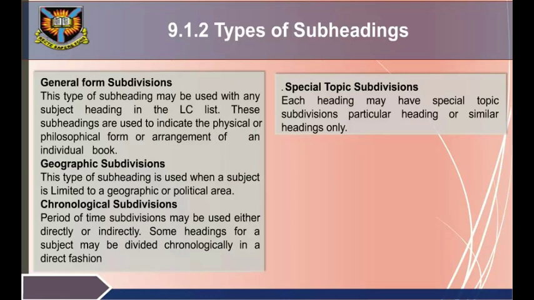General form subdivisions. This type of subheading may be used with any subject heading in the LC list. These subheadings are used to indicate the physical or philosophical form or arrangement of an individual book. Geographic subdivisions. This type of subheading is used when a subject is limited to a geographic or political area.